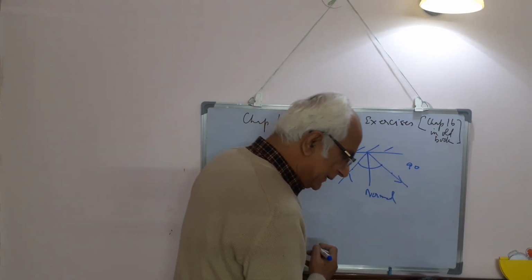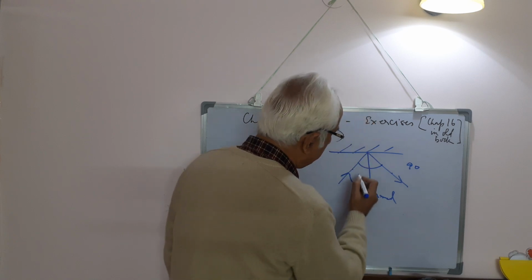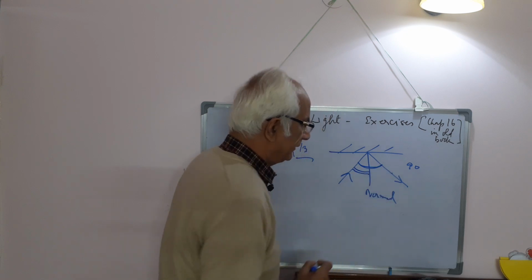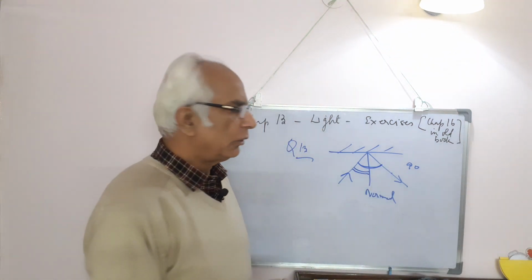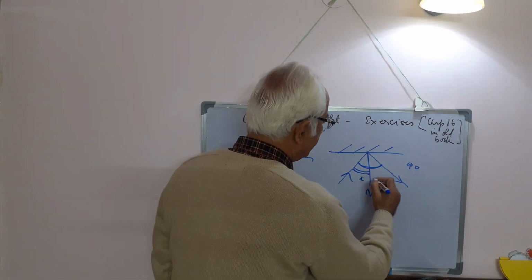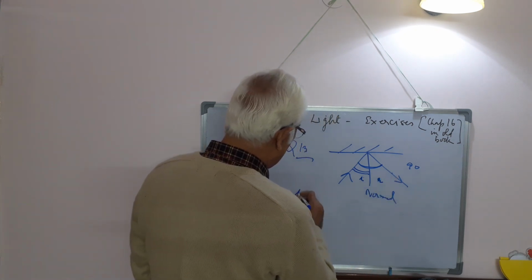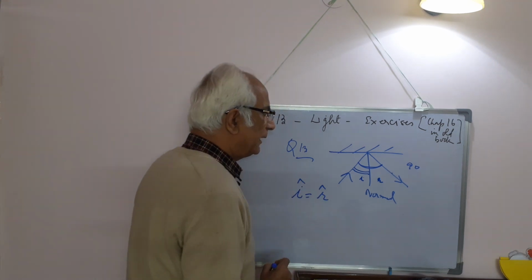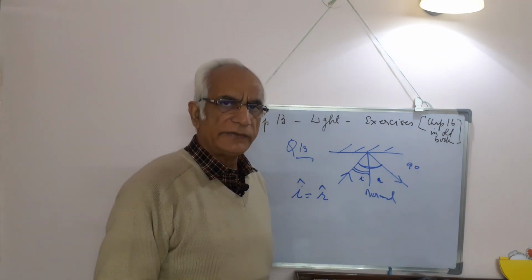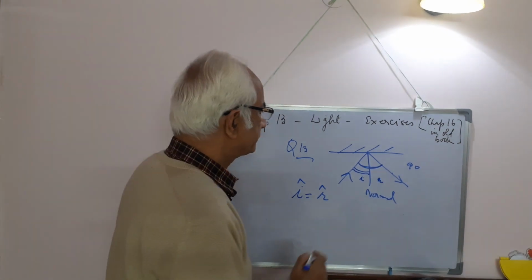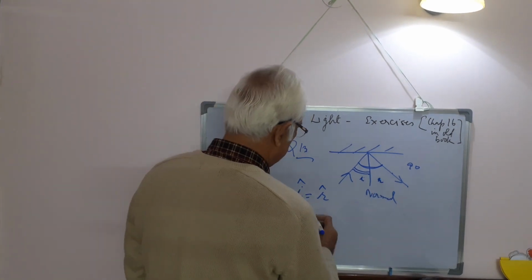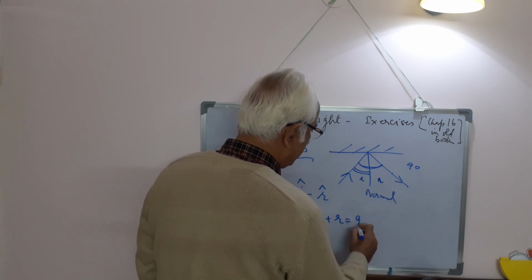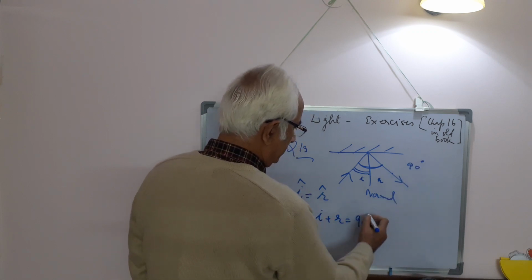So what is the angle of incidence? We have to find out what this angle is. The total angle is 90 degrees. Now let us say this is angle I and this is angle R. We know angle I is equal to angle R always, because the angle of incidence is equal to the angle of reflection. So I plus R is equal to 90 degrees, given.